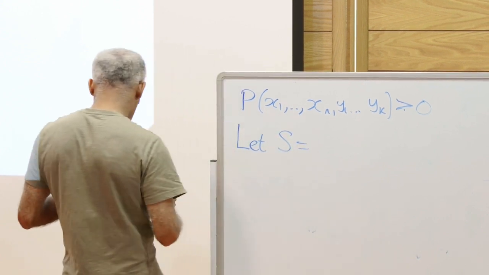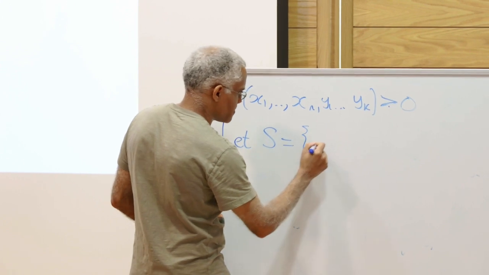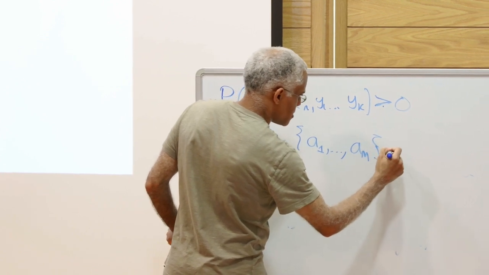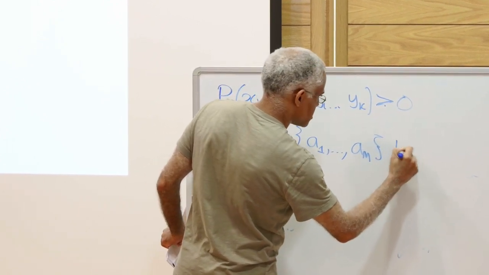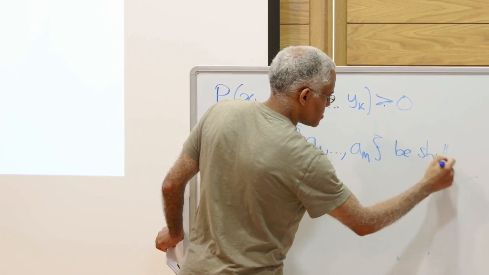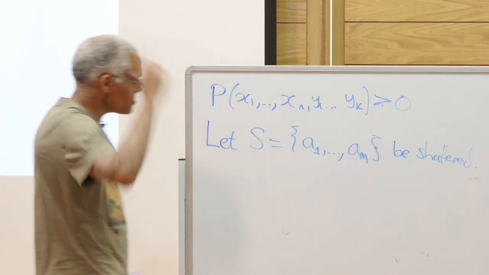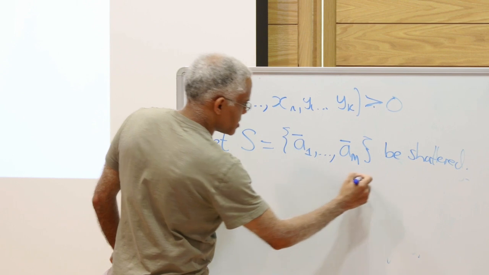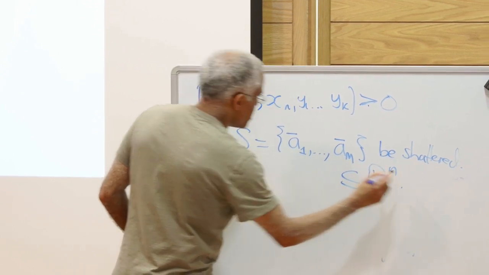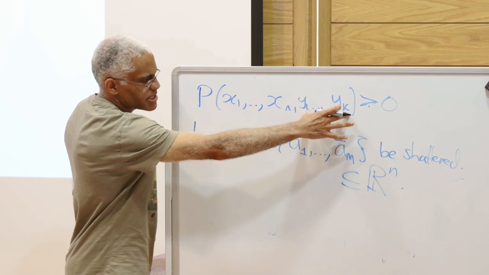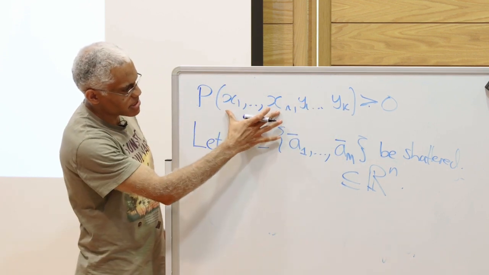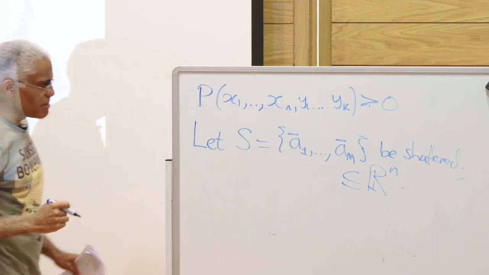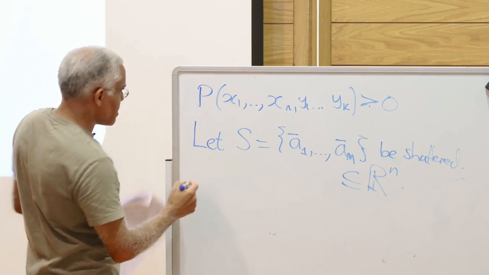So S equals A1, up to AM, shattered. So let me consider a, so just to be clear, for every instantiation of the parameters, I get a concept, and the concept is on Rn. So I've got a set that's shattered, and so let me consider the formula.